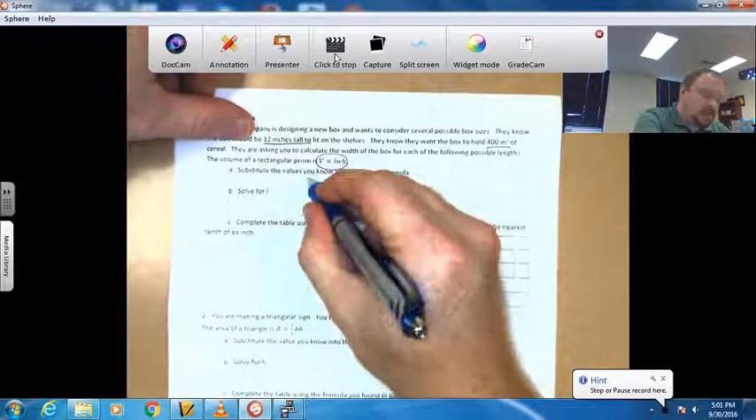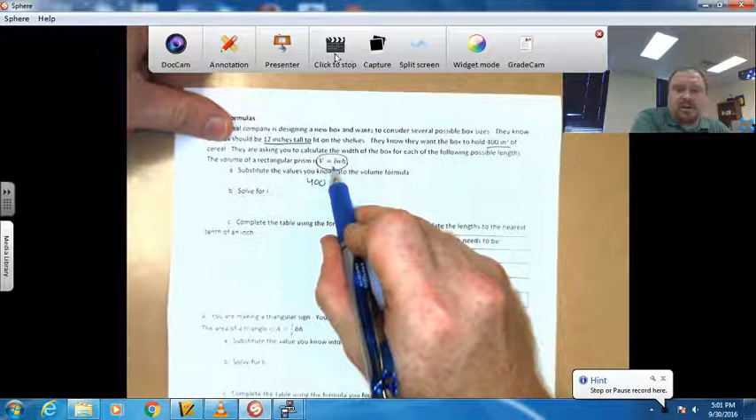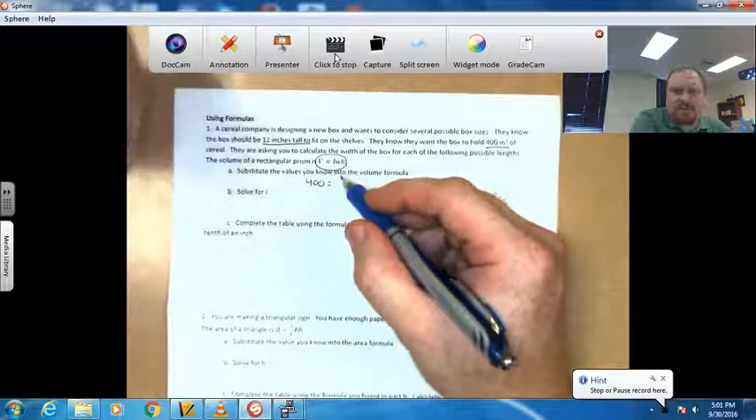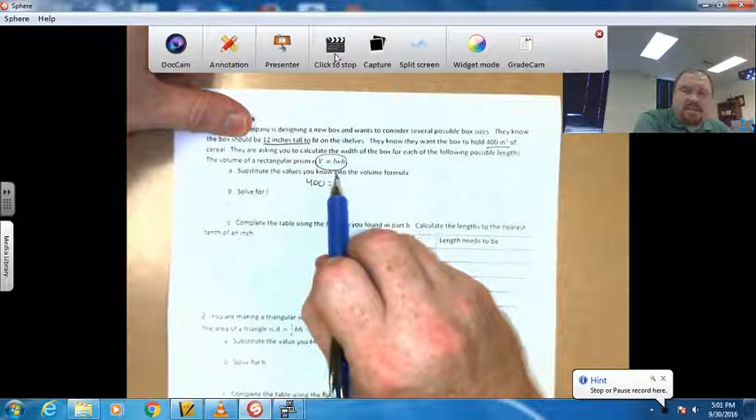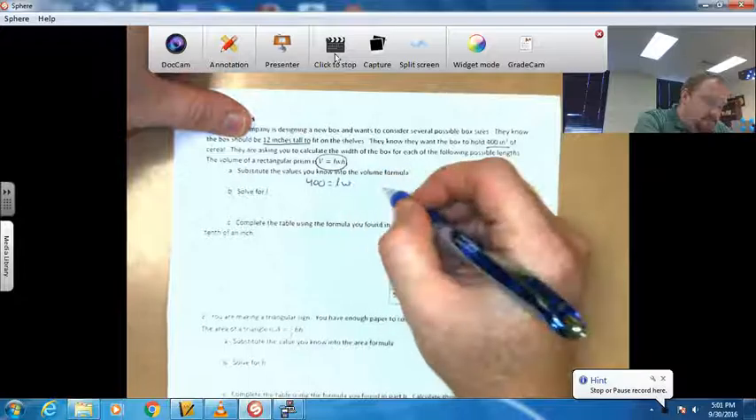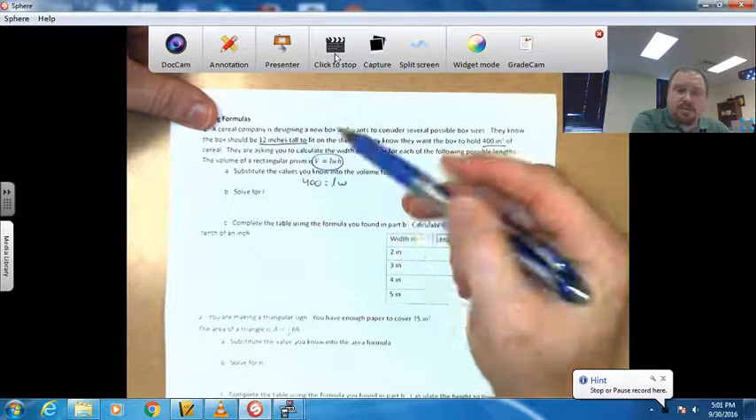So 400 equals, I don't know the length, so I'm going to use a cursive L because my lowercase l's look like ones. They don't tell me anything about the width, but they do tell me what the height is. Remember, they said the height is going to be 12 inches.